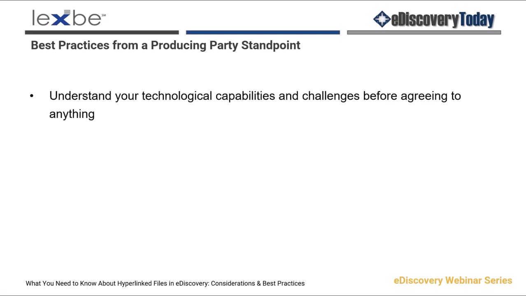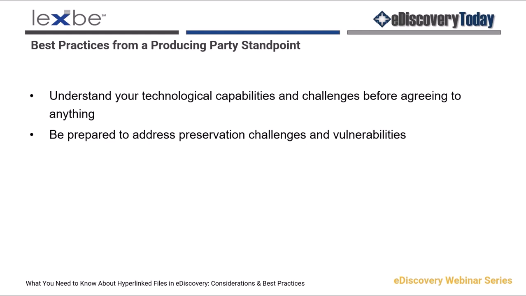First, you need to understand your technological capabilities and challenges before agreeing to anything. This is what StubHub failed to do when they agreed to an ESI protocol that called for hyperlinked files to be treated as modern attachments. Fortunately for them, the ESI protocol included a provision to enable the protocol to be modified for good cause, such as the inability to satisfy a requirement. But it cost them a lot of money and time to address that with opposing counsel and the court that they wouldn't have had to spend if they already knew up front that they were unable to produce those files as modern attachments. Don't make the same mistake.